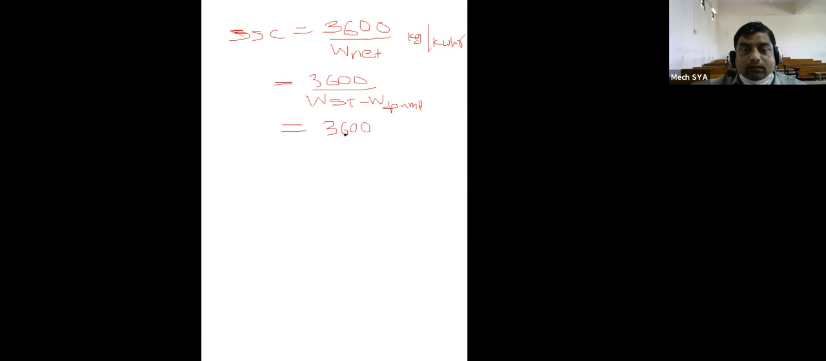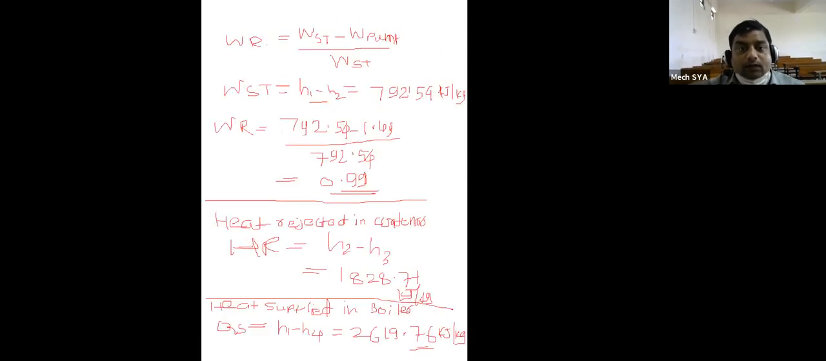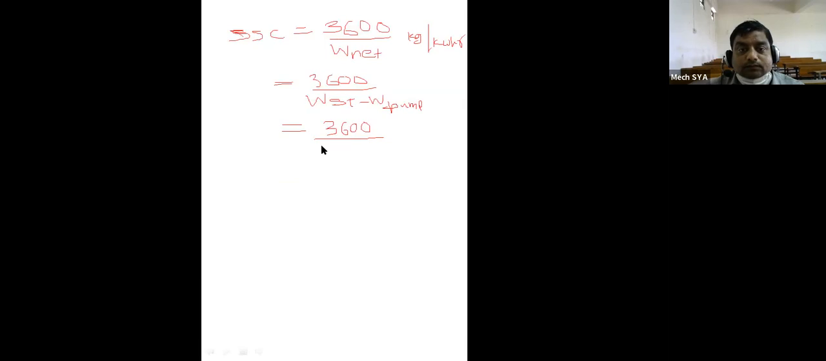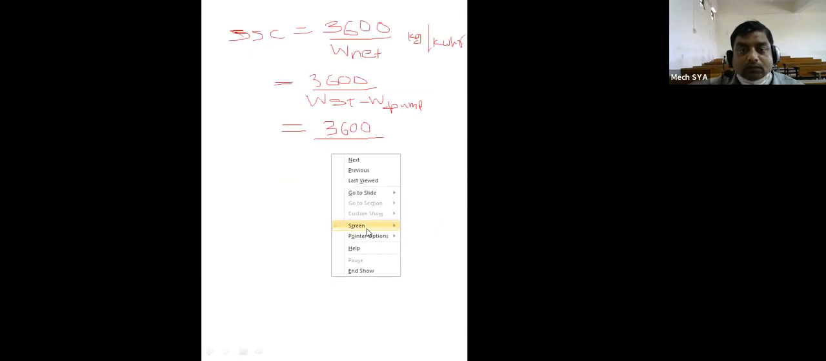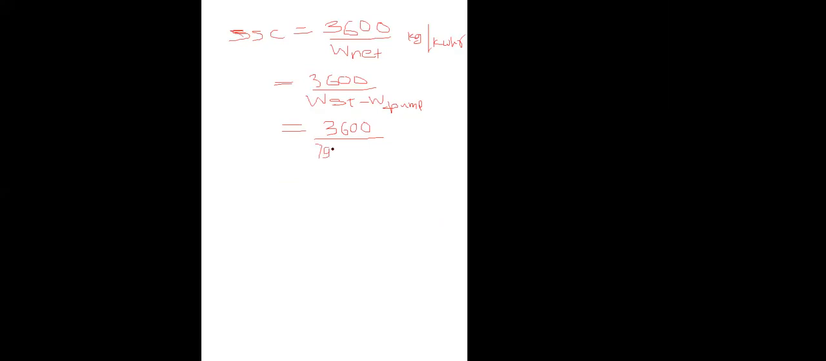So put the values accordingly. 3600 divided by 792.54 minus 1.49, and this will be the value of specific steam consumption.